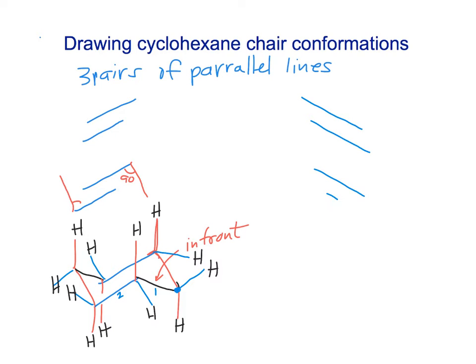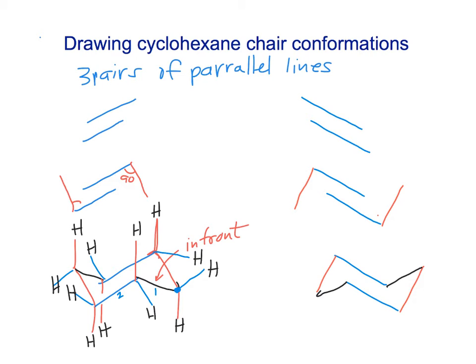We'll do it stepwise here again. I'll draw these at 90-degree angles to the first lines. And then we'll close up the ring with the last set of parallel lines.